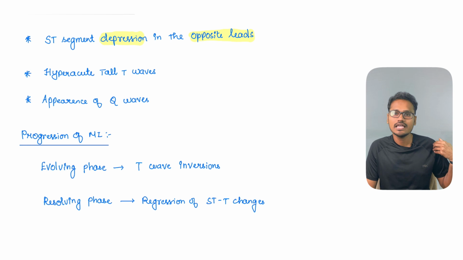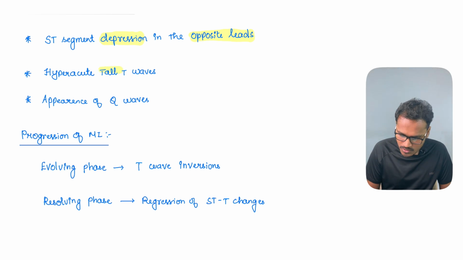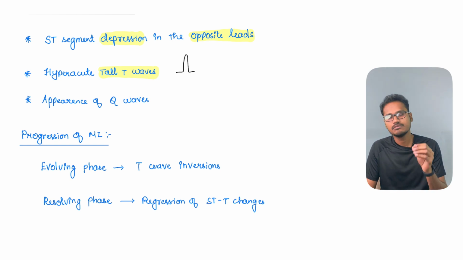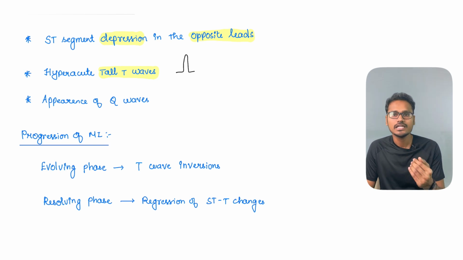The AVL, the opposite lead, can show the ST segment depression. So that is one thing. And there could be hyperacute tall T waves. The T waves can also become tall in the leads where the ST segment elevation is happening. So this is the second change. Even in hyperkalemia, you can get a tall tented T wave. In a similar way, tall T waves can be present in case of an MI also.